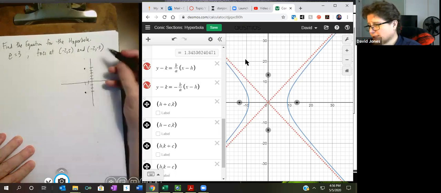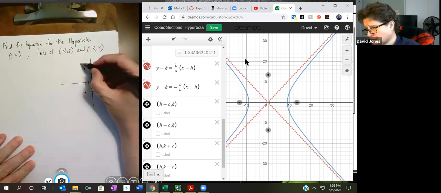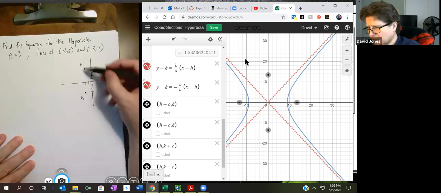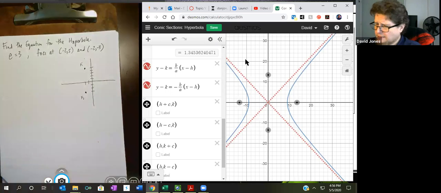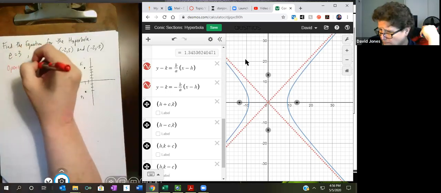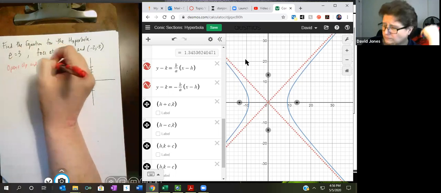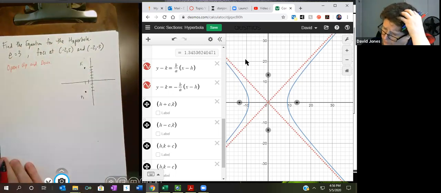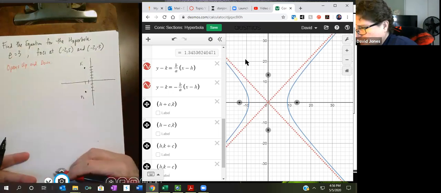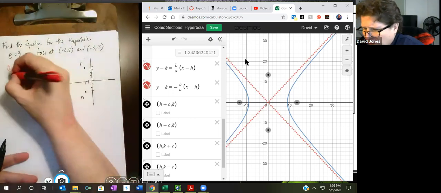Those are my foci, which means it's going to open up and down, right? Opens up and down. Where's the center? The center should be halfway between them, right?